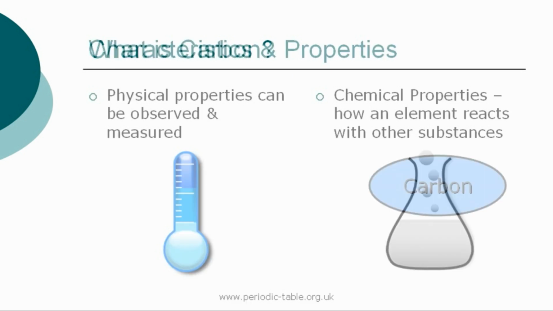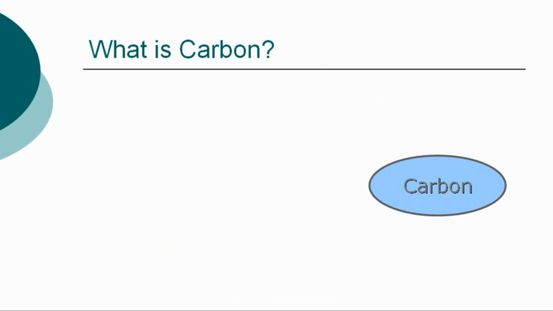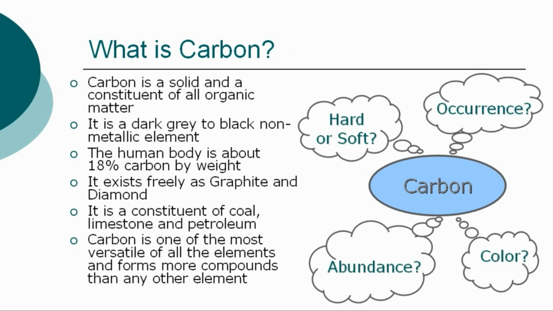What is carbon? In a general overview of the element, we can at first describe carbon as a dark gray to black non-metallic solid. It is a constituent of all organic matter. The human body is about 18% carbon by weight. Carbon exists freely as graphite and diamond and is a constituent of coal, limestone, and petroleum. Carbon is one of the most versatile of all the elements and forms more compounds than any other element.